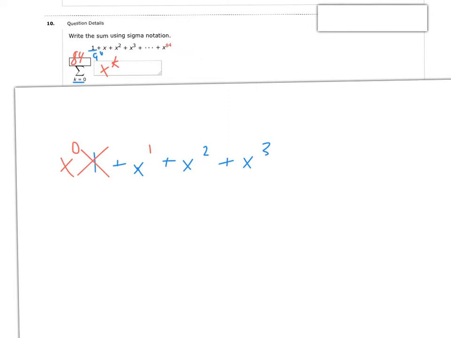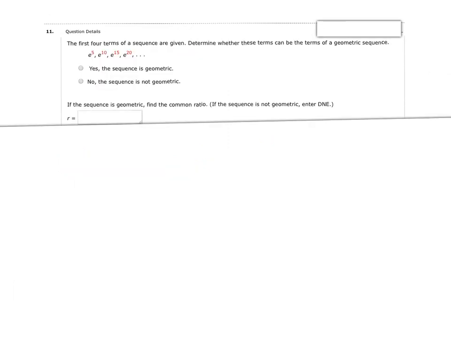All right, next up here, they're asking me if this is geometric, and if so, what's the R? So those questions are very much connected. I need to check and see if A2 over A1 is the same as A3 over A2, etc. So if I do check this out, A2 is e to the 10th over e to the 5th, and we need to remember that our exponent rules for division mean we subtract these. So that's going to be e to the 5th power.